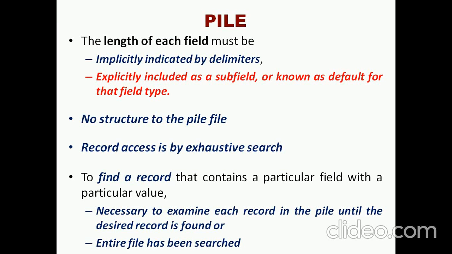The length of each field can be defined implicitly or explicitly. If implicit, it uses delimiters; if explicit, we have subfields, so we can define the field type also. And there is no structure in the pile file. If we want to search for anything, we need to search the entire record, so we need an exhaustive search.